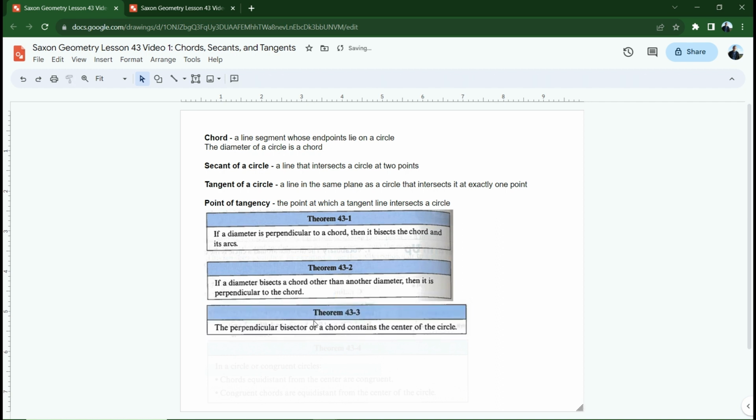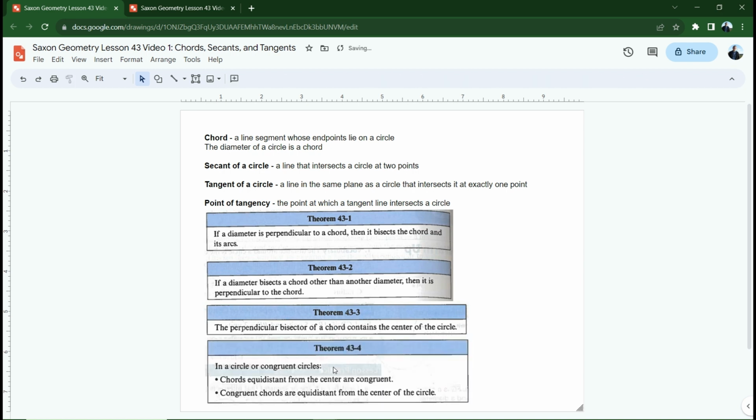Next, the perpendicular bisector of a chord contains the center of the circle. And again, what we're saying there is the perpendicular bisector of a chord, that's what we just talked about in Theorem 43.1. It has to be a diameter, and the diameter always contains the center of the circle. So 43.3 is really just another way of saying what we've already said. The perpendicular bisector of a chord is a diameter, and therefore it contains the center of a circle.